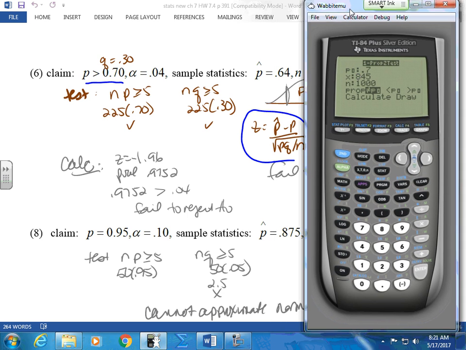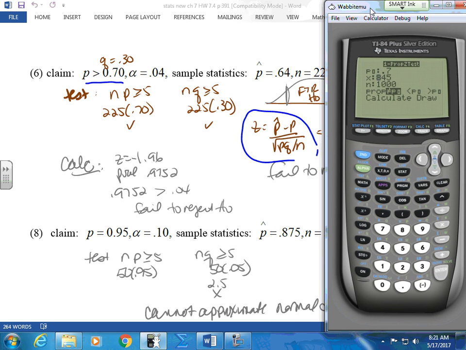P hat of 0.64. So you're just going to take these two numbers and multiply them. Instead of saying x out of 225, they just already set your proportion up. So just multiply them, because we have to put the x and the n in here. Make sure you do not get a decimal. If you get a decimal, you need to round. So I get 144, makes life easy. Out of 225, and when you do this, you follow your tail, you calculate. It will also show you your p hat.